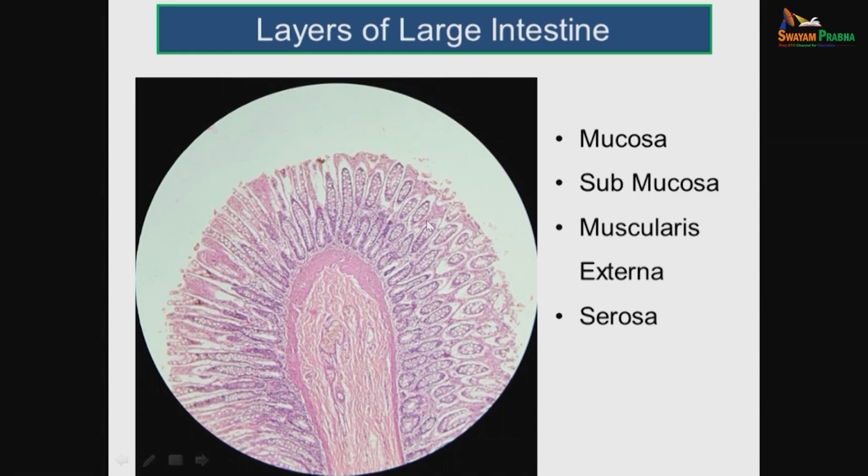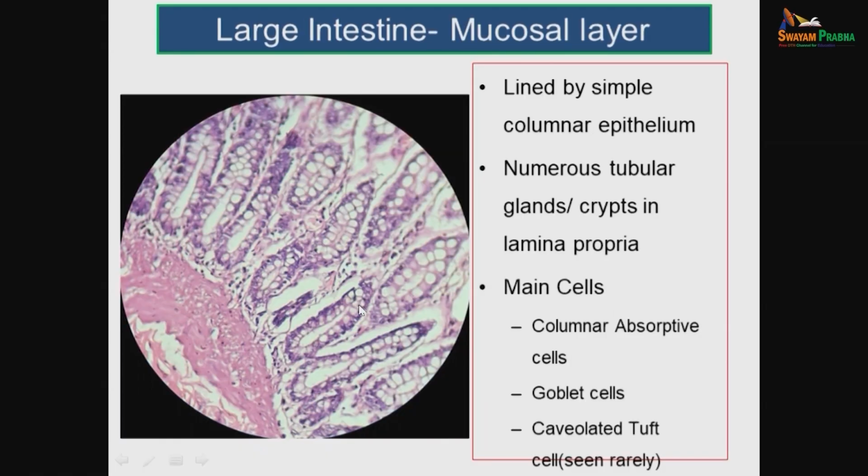The large intestine has a mucosal layer, this is the lumen, the mucosal layer, and then the submucosa, then the muscular layer, and then the adventitial tissue. So, this is the mucosa, submucosa, the muscular layer and the serosa or the adventitial tissue. We will see in detail about each one of these layers.